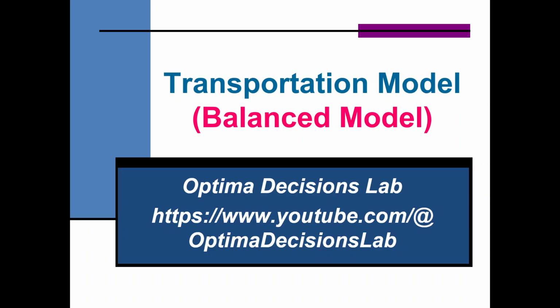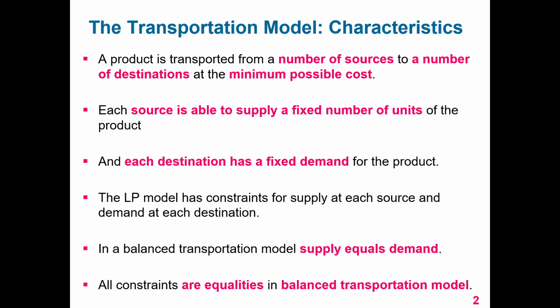So in this video we are going to discuss the transportation model, and we'll be looking at a special type of the model which is called a balanced transportation model. The main characteristics of the transportation model are that in these models a product is transported from a number of sources to a number of destinations, and the objective is to do this at the minimum possible cost.